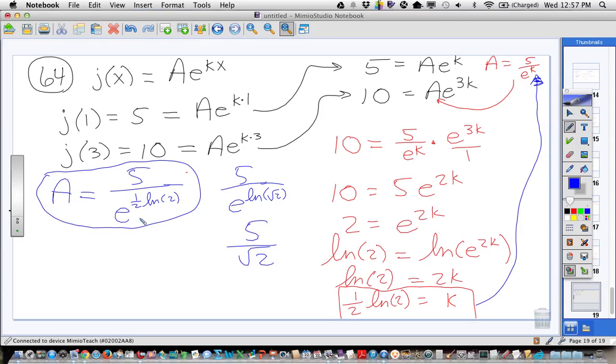So this whole mess on the bottom actually just turns into square root of 2. Now that would be okay to leave as your answer, but you guys remember in algebra class you would rationalize this. You take root 2 top and bottom.